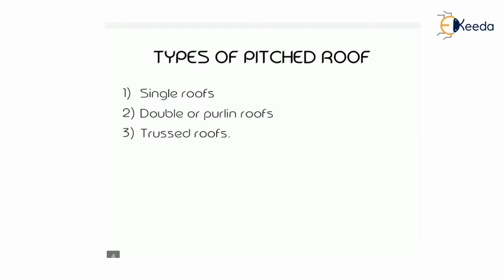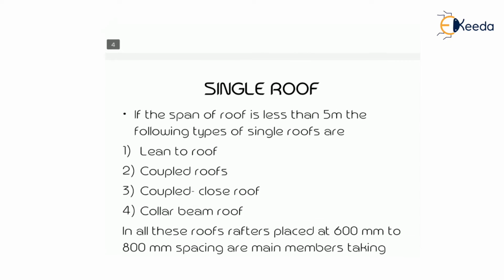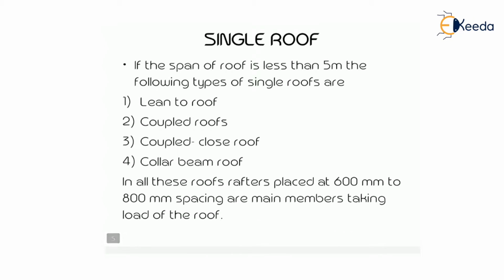First one is the single roof, second one is the double or purlin roof, third one is the truss roof. Okay, what is meant by single roof and where it is provided? If the span of a roof is less than 5 meters, the following types of single roof are used. It means that having less than 5 meter span, the single roof is provided.